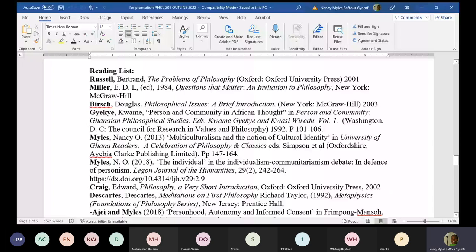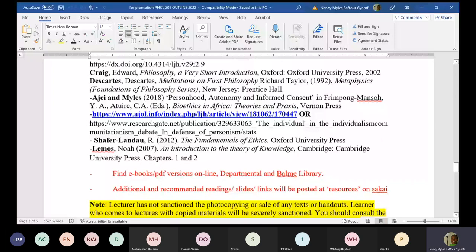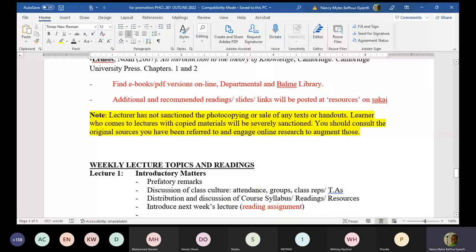Look at them: Russell, Miller, Bech, Miles, Descartes. I mean, they're out there for you. I haven't compiled any reader. I'm talking about handouts, I haven't. Anyone that does that in my name, when I find the person out, I'll give you to the disciplinary committee. They'll deal with you. We have challenges when we are pulling content from authors.